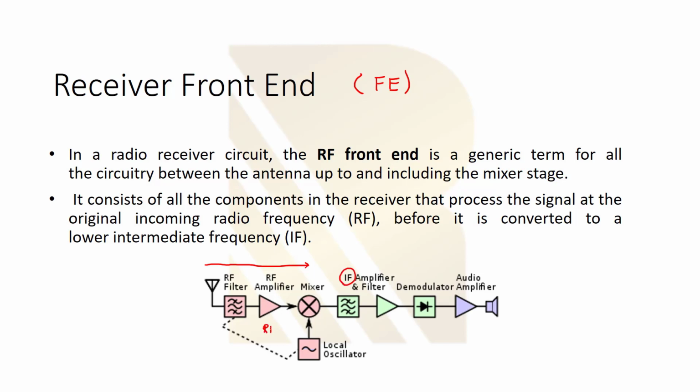But this part is RF because we have high frequency in this part, and it's really challenging and important, the most important part of our receiver. So we call this part front end. It consists of all components in the receiver that process the signal at the original incoming radio frequency. So this part is operating at radio frequency, and after the mixer we have intermediate and sometimes very low frequency. So we don't call this RF. Basically, we don't have any radio frequency here. We only have radio frequency for this part. That's why we call this part front end. And we say original incoming RF before it is converted to a lower intermediate frequency. So here, as you see, this part is low frequency, or we can say intermediate frequency. So this is the definition of front end.